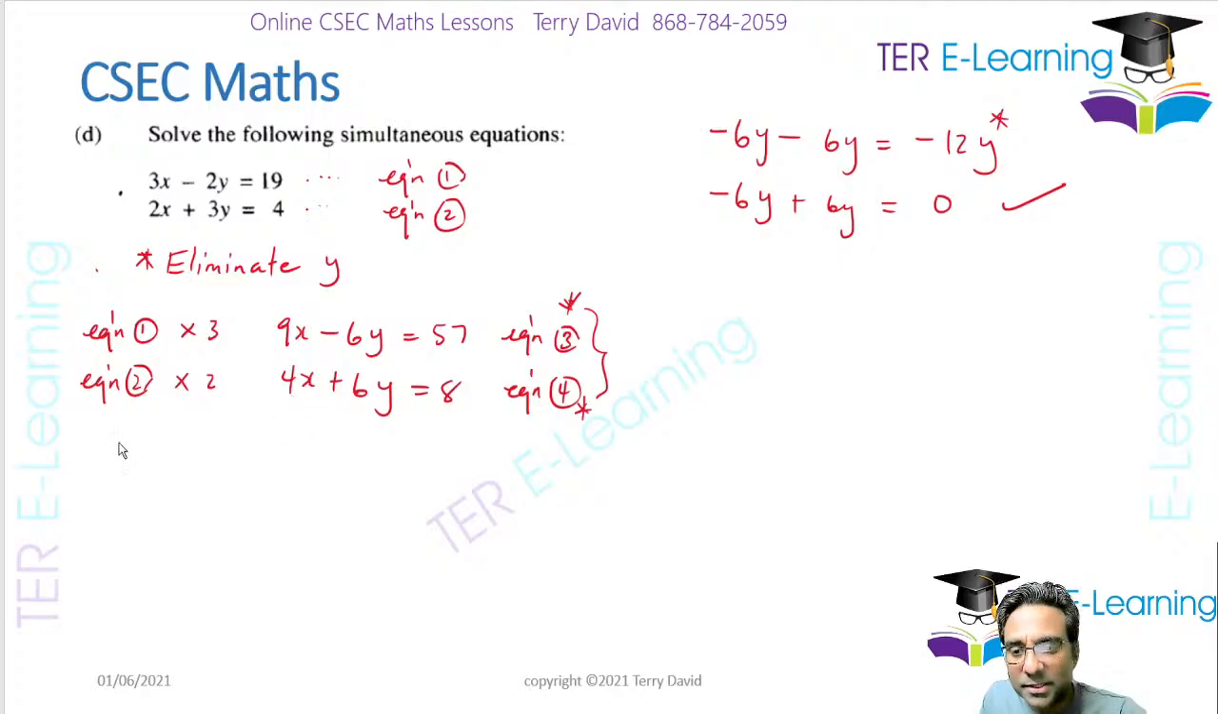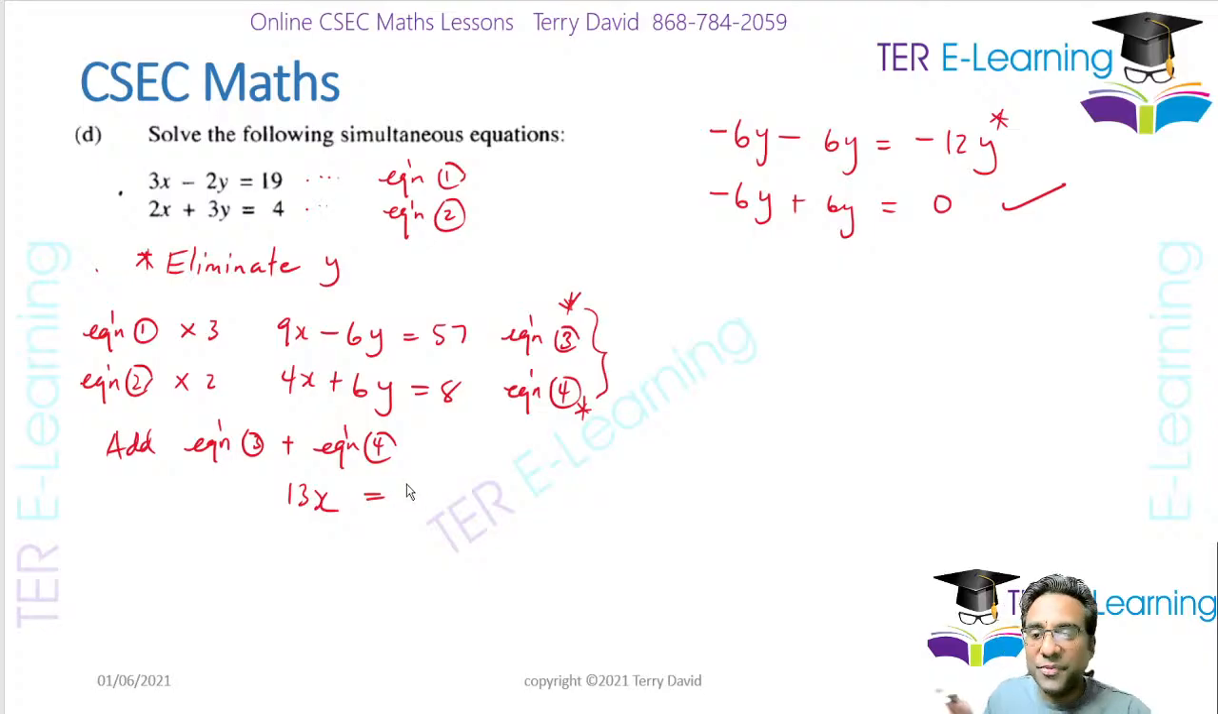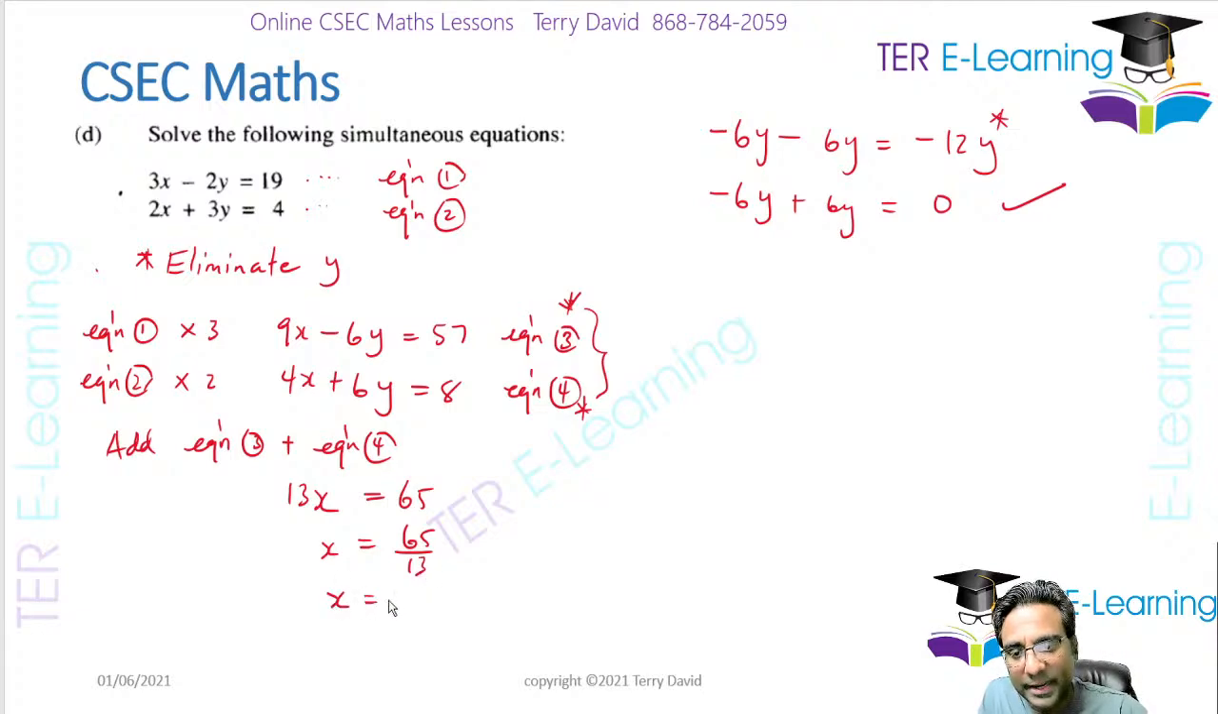So 9x plus 4x. So we're going to say add, right? Equation 3 plus equation 4. We're going to add the two equations. So 9 and 4 is 13x, right? Minus 6y plus 6y is going to give me 0, and then 57 plus 8 is going to give me 65, right? So therefore x is going to be 65 divided by 13, and therefore x is going to be equal to 5, right?